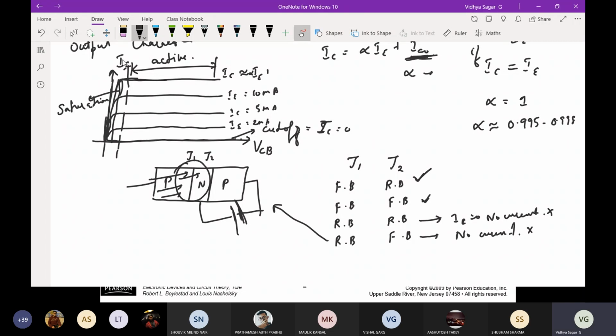Whereas here, you could say that IC increases. Why? Because you have alpha times IE. So however much you have, accordingly you'll go forward biased itself. The maximum current flows through the circuit only when both are forward biased. In this region, I could directly say junction J1 and junction J2 are forward biased. Here J1 is forward biased and J2 is reverse biased.